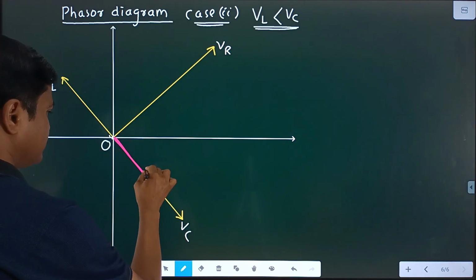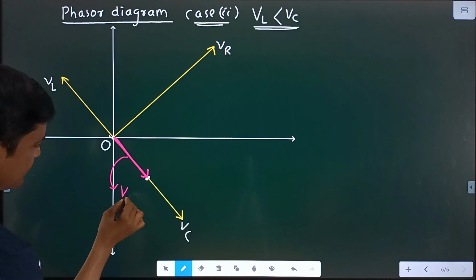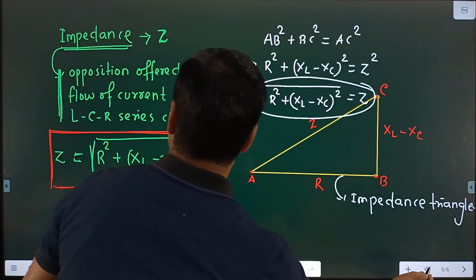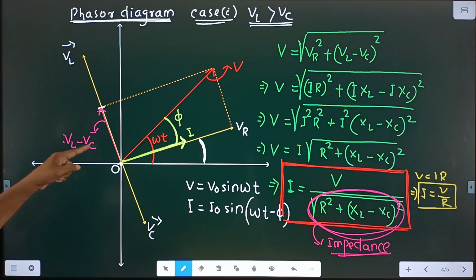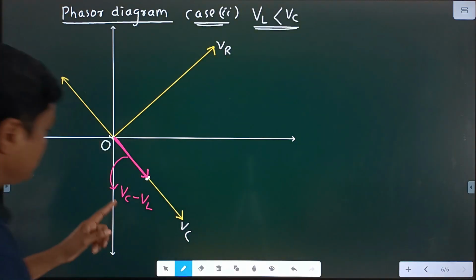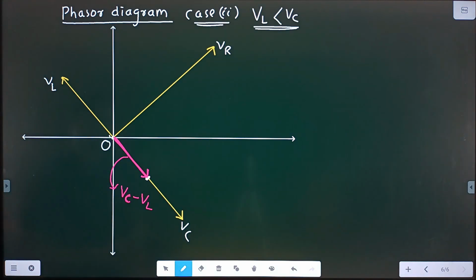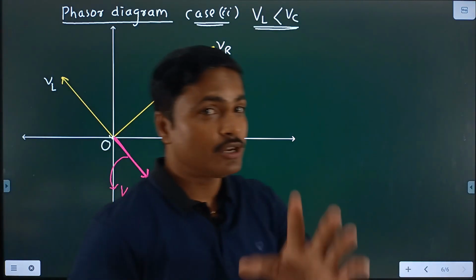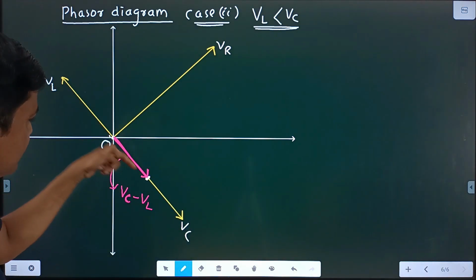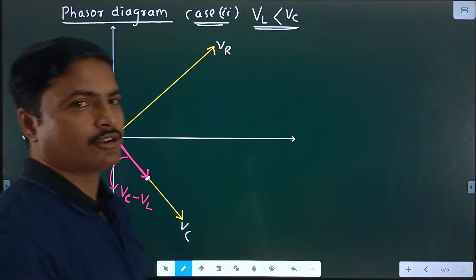We write that is VC minus VL, just like the previous one. There we wrote VL minus VC, and here we write VC minus VL. Clear? Now only two vectors are there. One is a VR vector, another is a VC minus VL. Both are starting from a common point. So here also same thing.